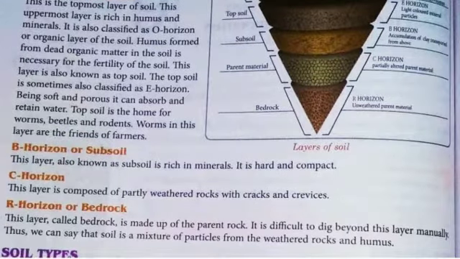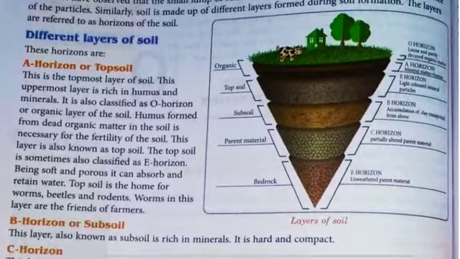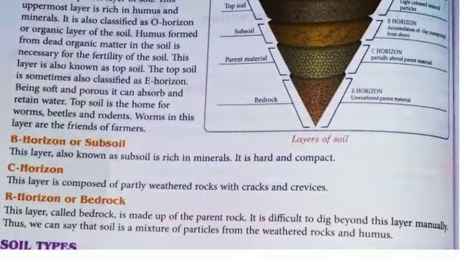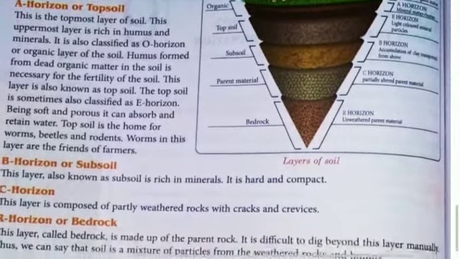Second is B horizon or subsoil. Look, this is subsoil. This layer is also known as subsoil and is rich in minerals. It is hard and compact. Second layer, B horizon or subsoil.